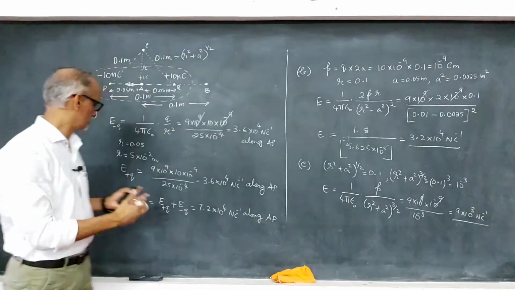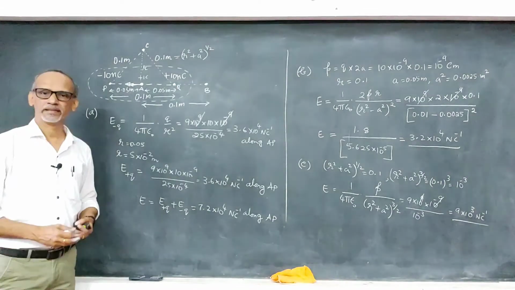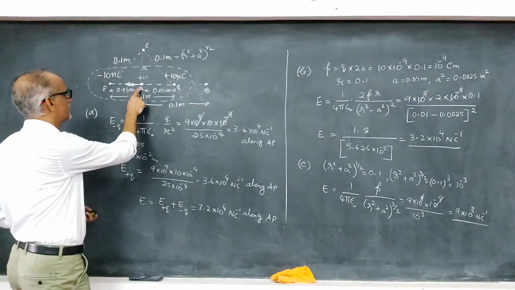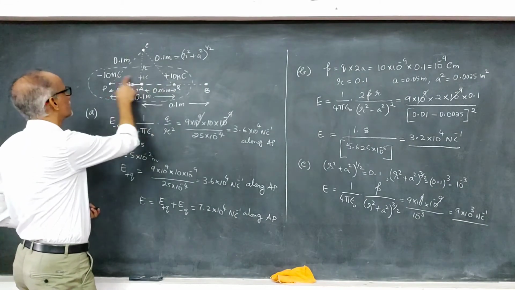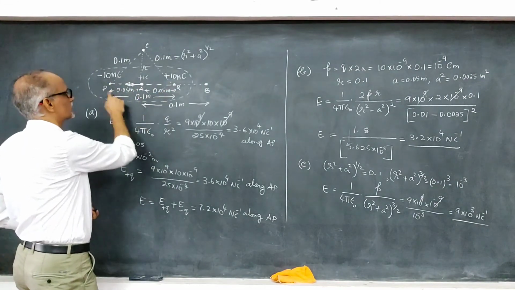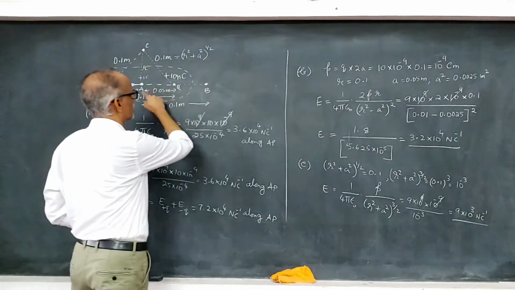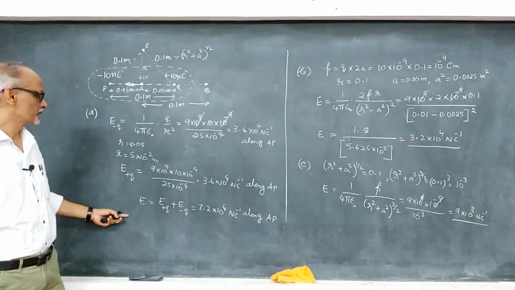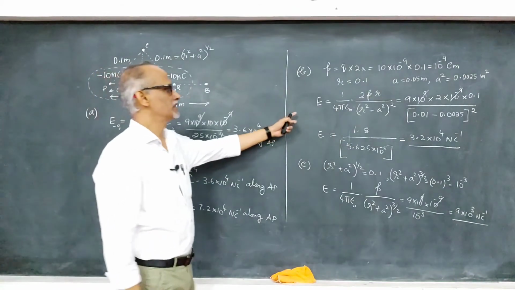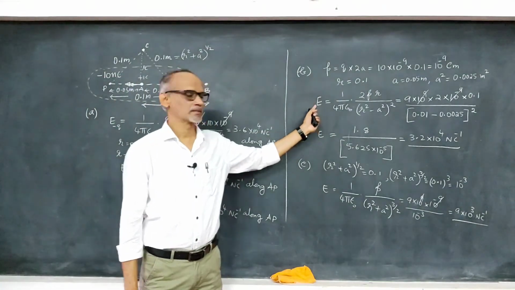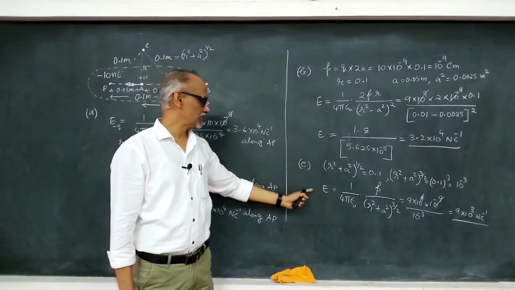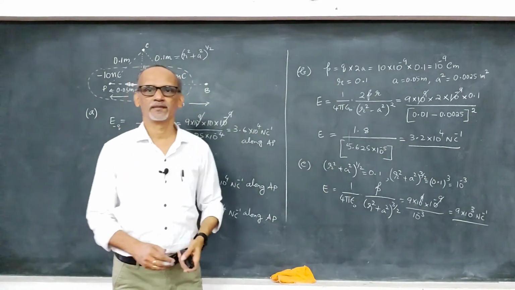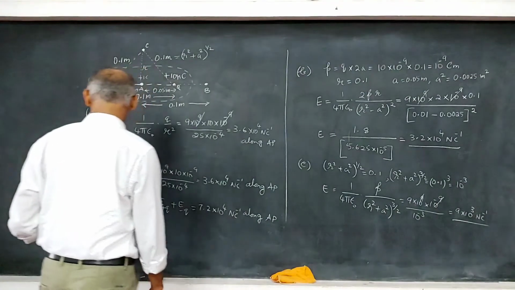So hope you have understood, even though it's a lengthy problem, but all the three options are included here. One, finding the field in between the two charges, then finding the field at a point on the axial line of an electric dipole, and we have derived this formula in earlier classes, and then the expression for electric field at a point on the equatorial line, that is the perpendicular bisector of an electric dipole.